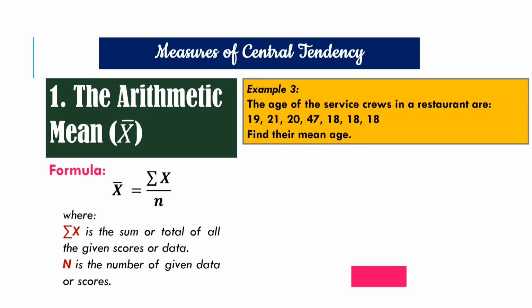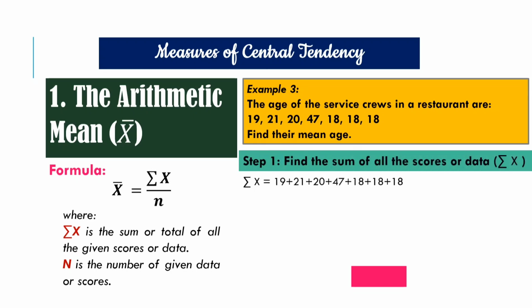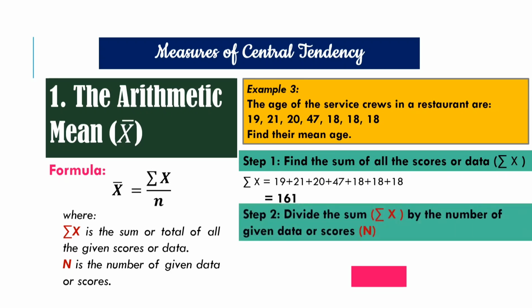Example 3. The ages of the service crews in a restaurant are as follows: 19, 21, 20, 47, 18, 18, and 18. We have to find the mean age. For step 1, we have to again find the sum of all the ages. The sum is 161.